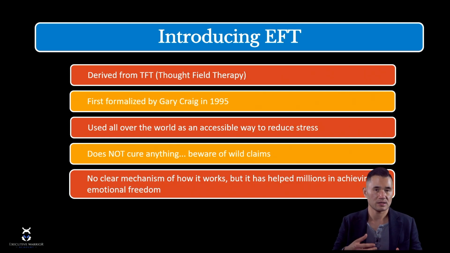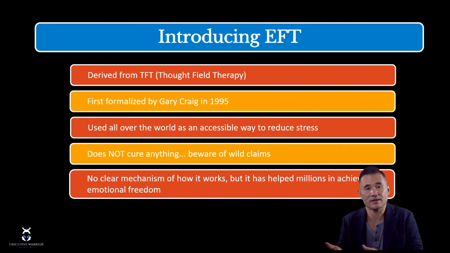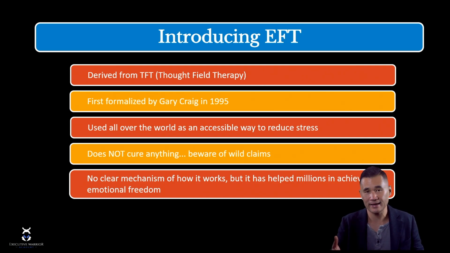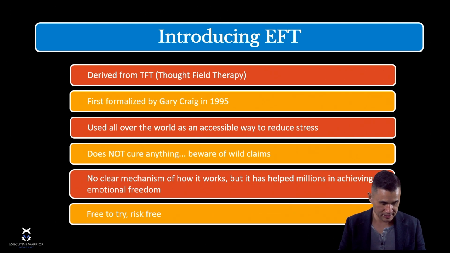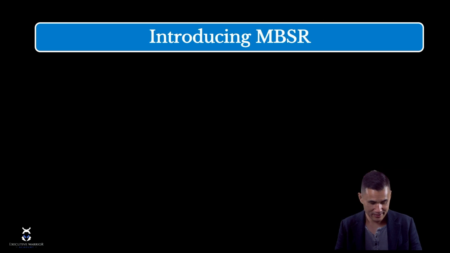There's no clear, real mechanism of how it works. There are theories. It's based on meridians, which is the flow of energy, the same thing that acupuncture is based on. You're tapping a lot of the same pressure points, and acupuncture is a well-proven therapy that helps numerous people with pain and chronic illnesses. So take it for what it is. If it helps you, great. And lastly, I've already said it: try it. It's risk-free. And we're going to do some tapping together.